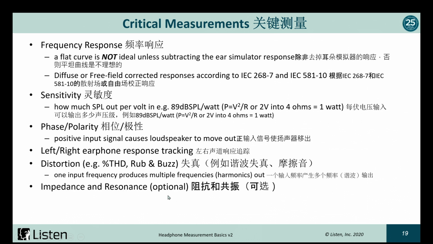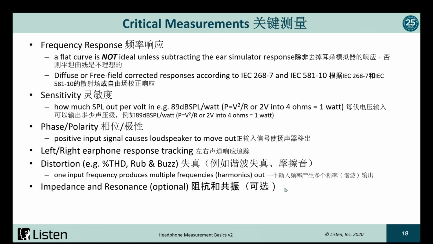I'm going to focus more on frequency response. I talked a little bit about impedance and resonance. Again, if you're measuring the raw transducer, this is important to know. Typically, the resonant frequency is much higher on the earphone than it is on a traditional loudspeaker. And you really want to be able to control that, because it will break up.